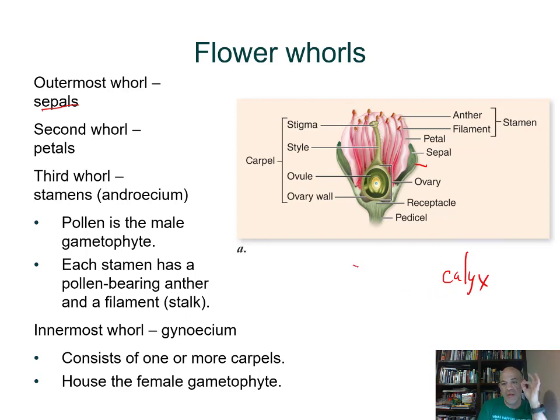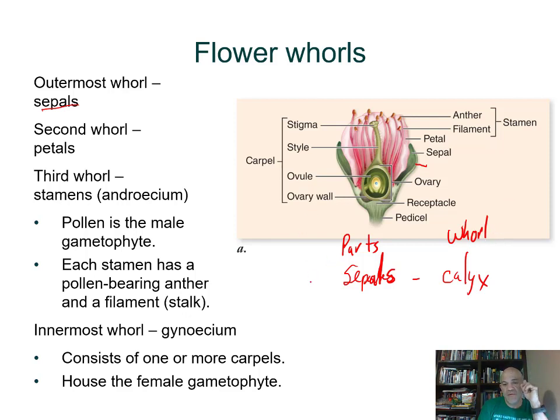Okay, so the sepals, and then this is the name of the whorl here. So these would be the parts of the whorl. They're the sepals. And the name of the whorl is the calyx. I don't know why I put an E there.